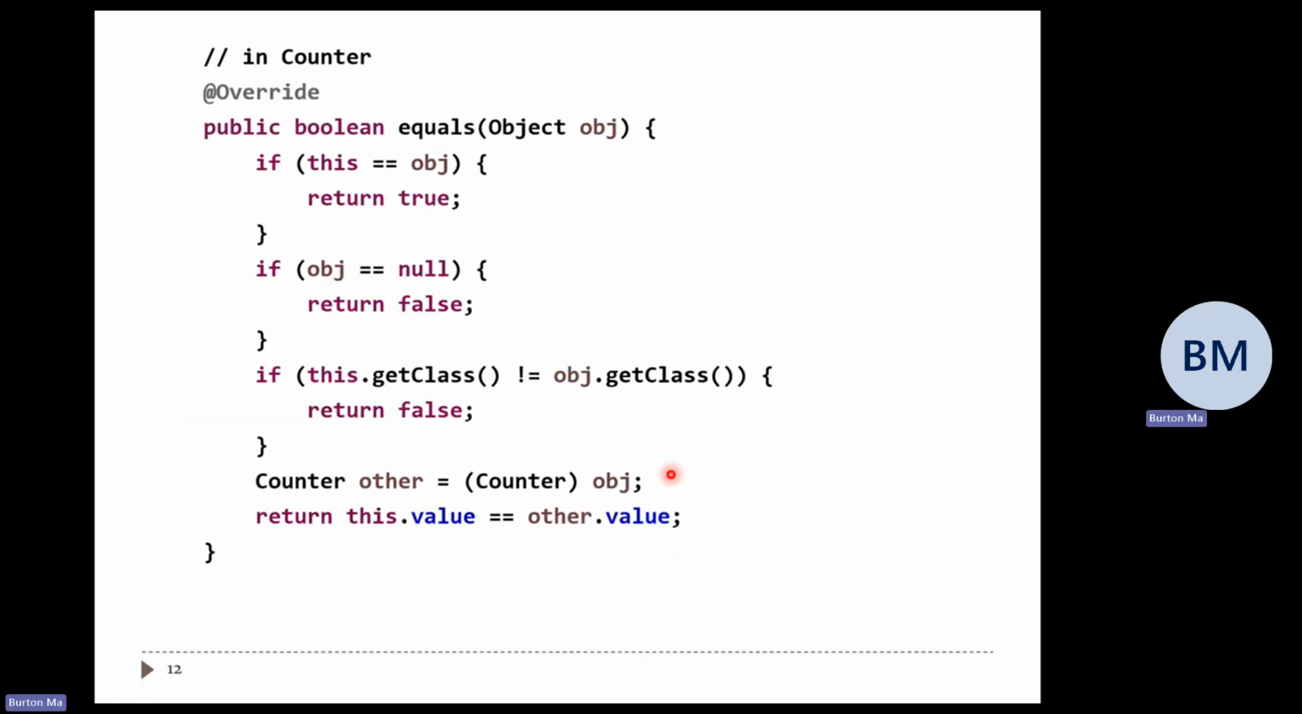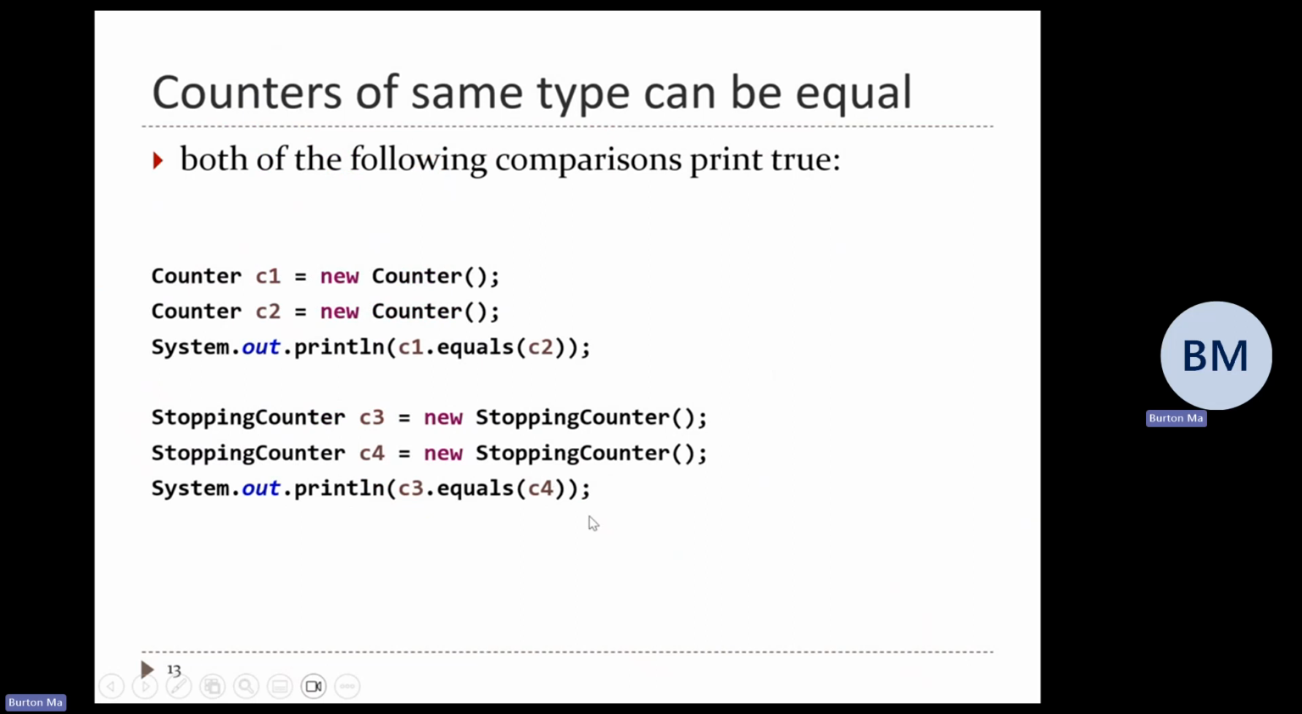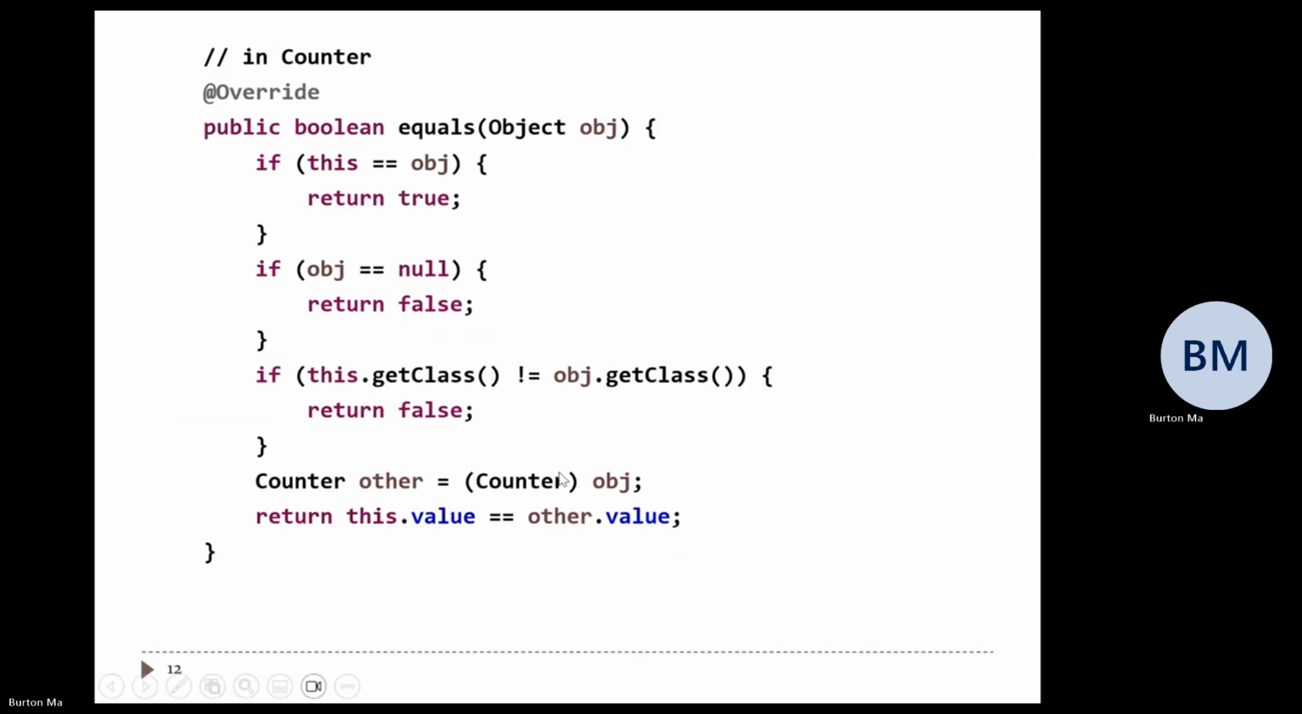So we now get to this line here. This line casts obj to Counter. Now remember, obj in this case is a StoppingCounter. So this cast still works. Why does this cast work? Because obj is a StoppingCounter, and a StoppingCounter is a Counter. And so that cast is legal.